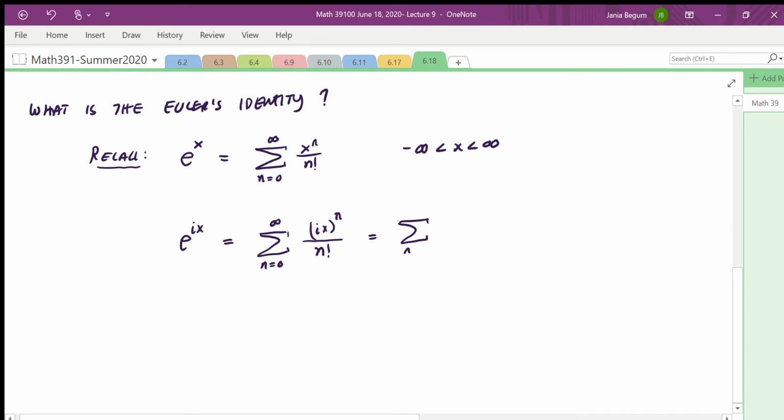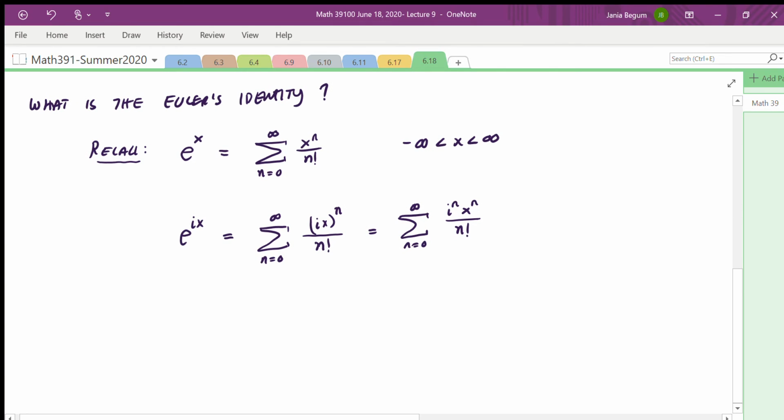You would have n equals 0 to infinity. You get i to the nth power, x to the nth power over n factorial. Again, laws of exponents, okay? And now I'm going to write out some of the terms and kind of group them in such a way so that it becomes more familiar to us. So when n equals 0, we have i to the 0th power, that's 1, x to the 0, that's also 1, and 0 factorial, that's also 1. So the first term is 1.